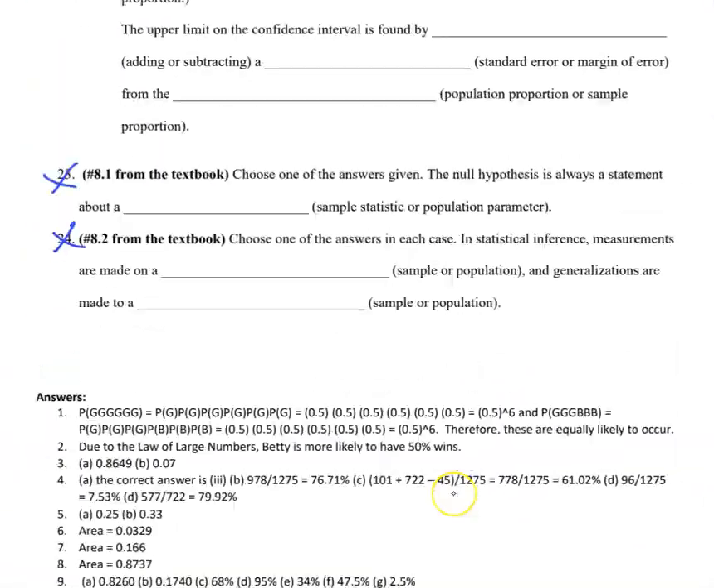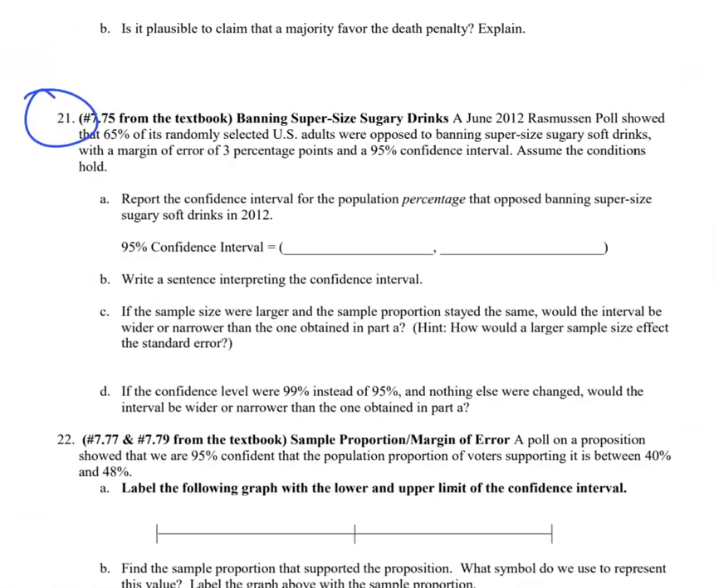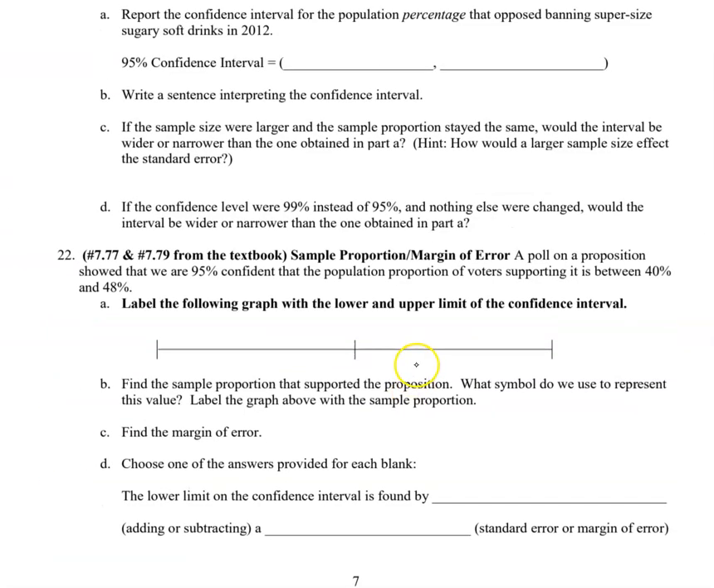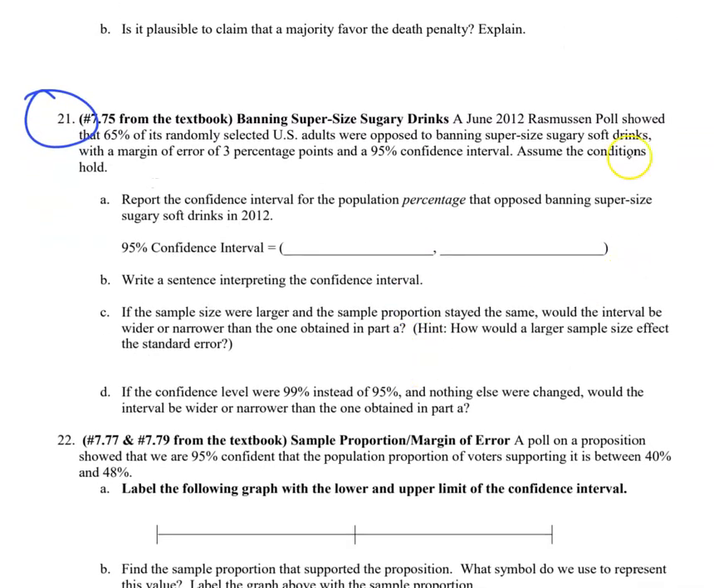Let's take a look at number 21. I think that's the last one I'm going to worry about here. But also I was going to mention skip 23 and 24. There's nothing from chapter 8 on the test, so don't worry about those. But take a look at 21. It says, a June 2012 Rasmussen poll showed that 65% of randomly selected U.S. adults were opposed to banning sugary soft drinks with a margin of error of 3%.